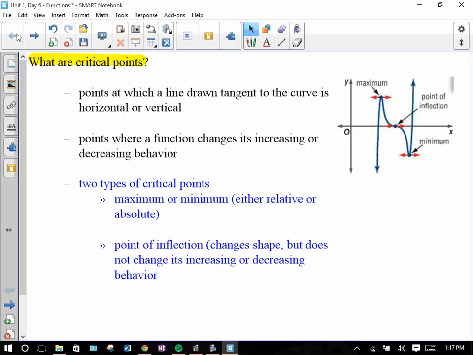Now, what we want to make sure we distinguish between is what is an absolute maximum and minimum, or a relative maximum and minimum. Okay? Do you have any idea of what an absolute maximum or absolute minimum might be?